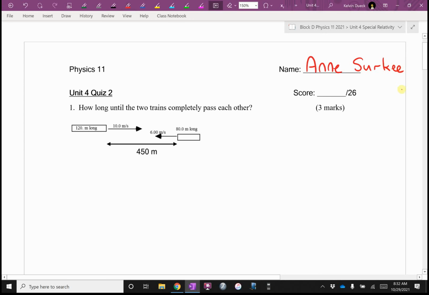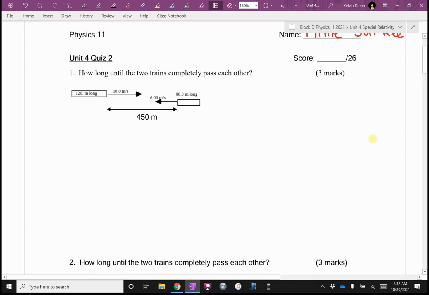Number 1. First of all, if I look at number 1, are we moving at relativistic speeds? Are we moving near the speed of light? I'm not going to be using t0 and t, but it definitely wants me to find t. Okay. Is there more than one object moving at different speeds? This is a job for relative speed.